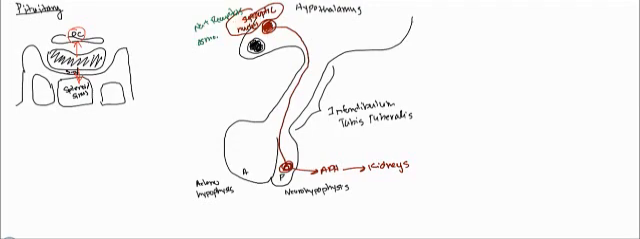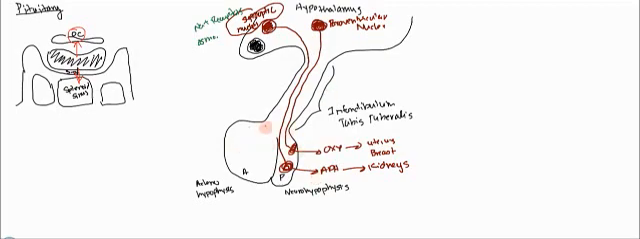Now, the other thing that controls the posterior pituitary gland is going to be the paraventricular nuclei. Paraventricular nuclei is more associated with oxytocin. Now again, the oxytocin is made here, and then it travels down here, and then the oxytocin is secreted into the uterus where it can cause contractions, or into the breast where it can cause milk ejection. So that's your two hormones, oxytocin and ADH, which is in the posterior.